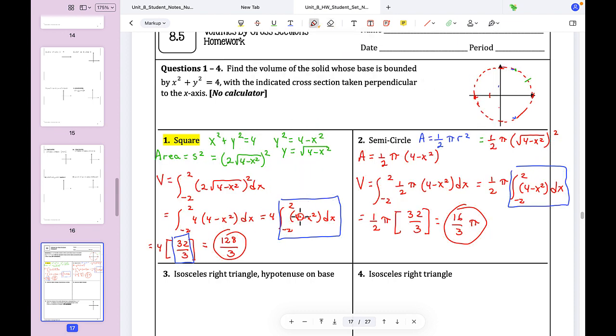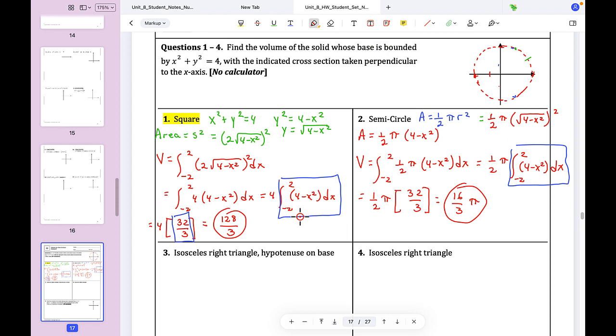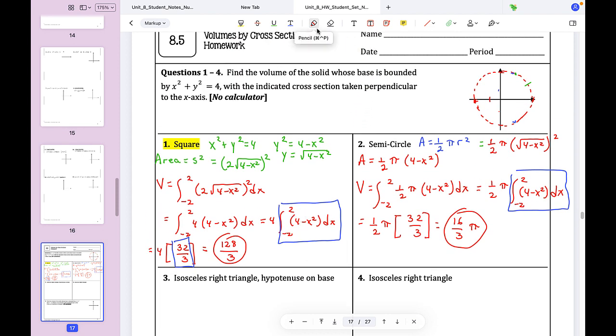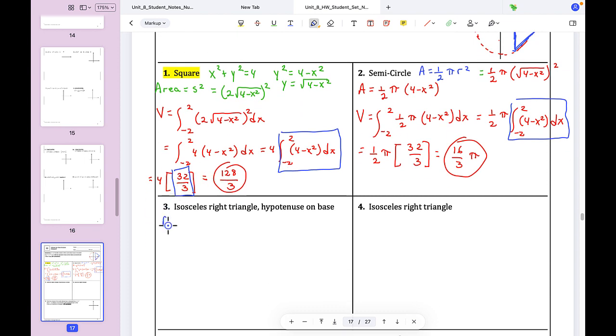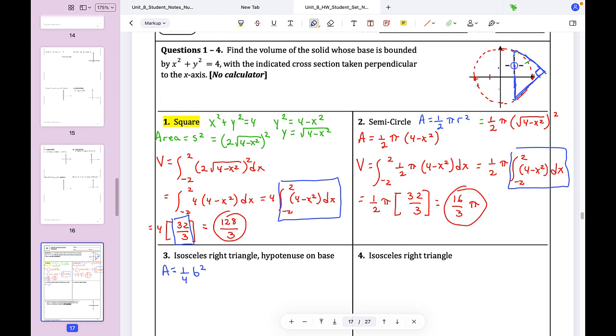Okay, so this one we have an isosceles right triangle where the hypotenuse is the base. There's my right triangle. There's my hypotenuse, right? So that area formula is 1/4 b squared. So once again, we have to figure out b, right? This is b here.